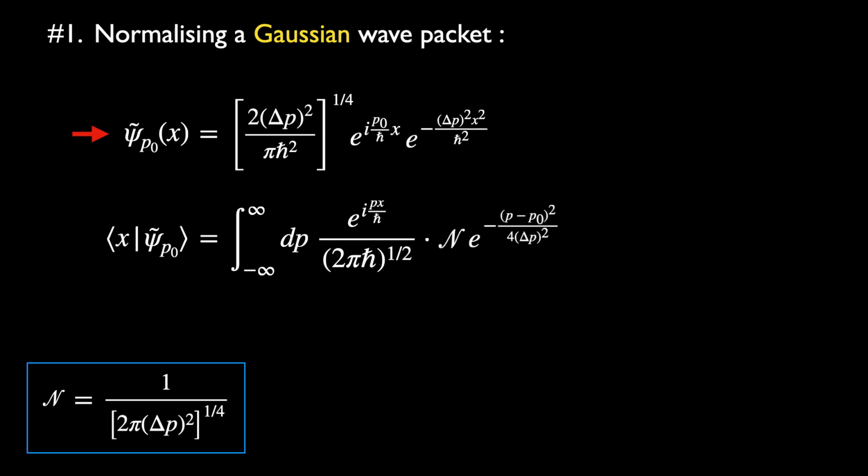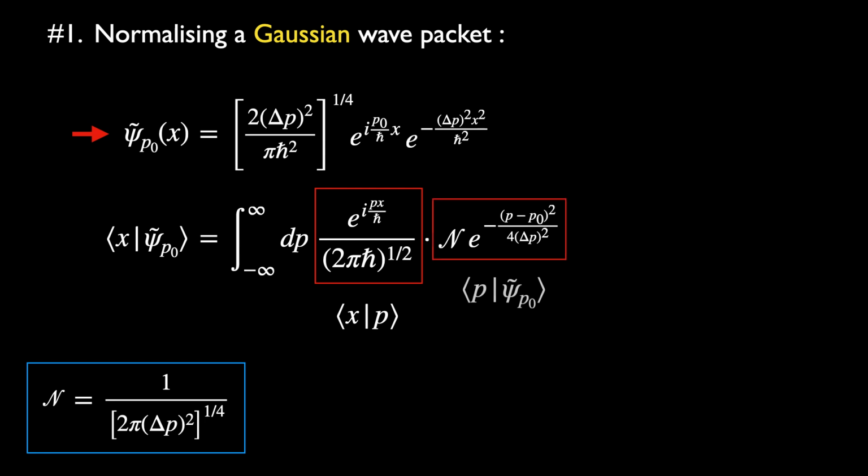The first term under the integral is the plane wave, or the momentum wave function, which means the second term is the wave function of the state psi p0, but now in momentum space. This is so because we can view the whole integral as the insertion of the identity operator in momentum basis into the bracket that defines the position wave function.